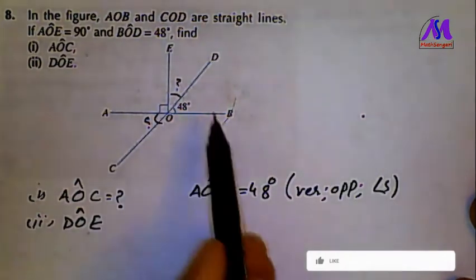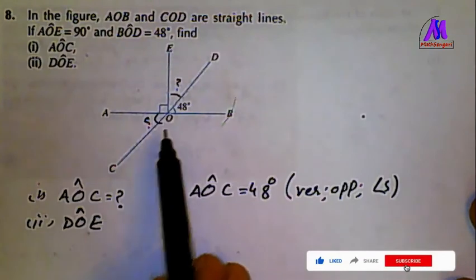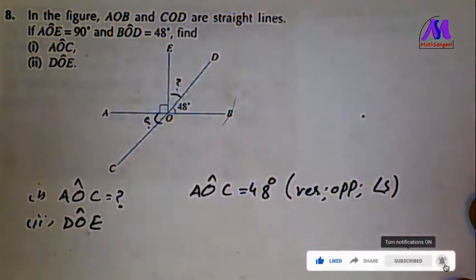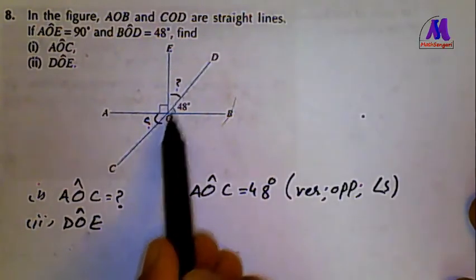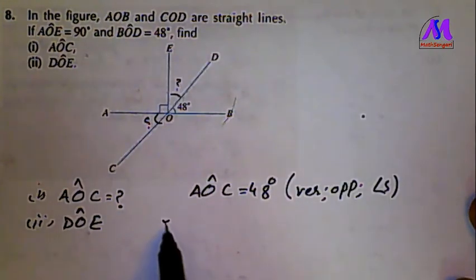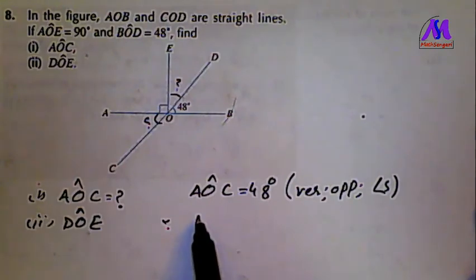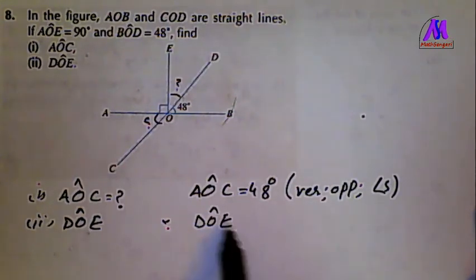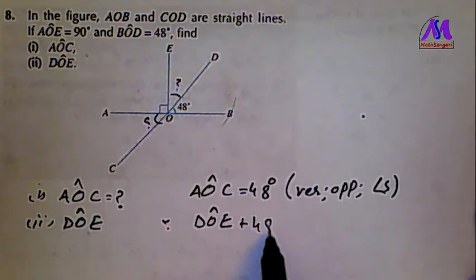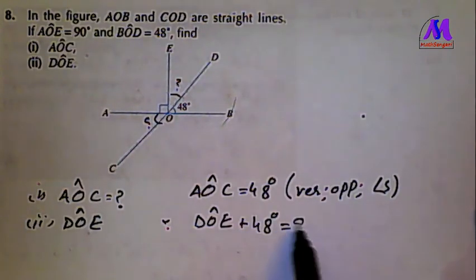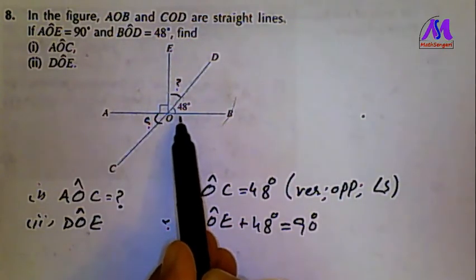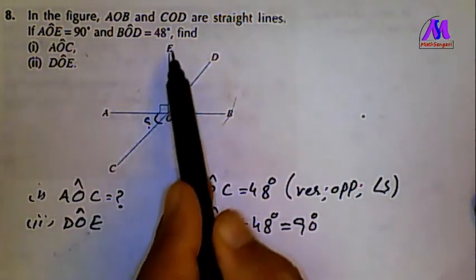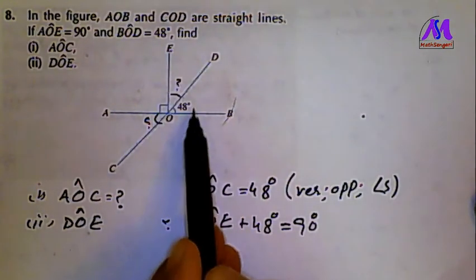For the second part, we have to find angle DOE. Here, EOB is an angle of 90 degrees. So then, angle DOE plus 48 degrees will be equal to 90 degrees. That side will be equal to 90 degrees. So angle EOB will be equal to 90 degrees.